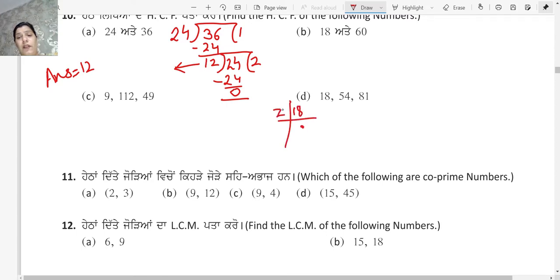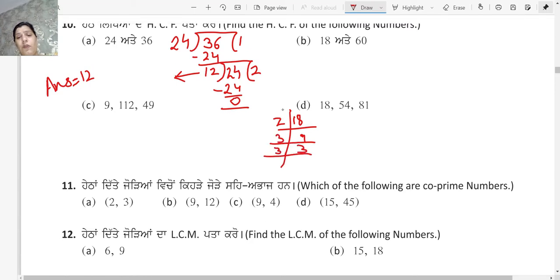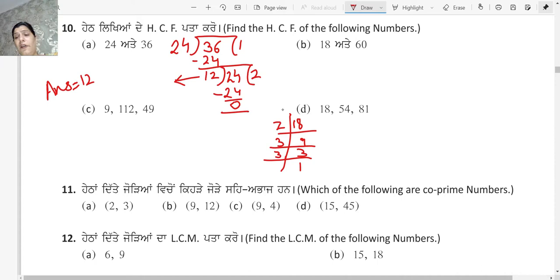2 9s are 18, 3 3s are 9. So the prime factors of 18 are 2 multiplied by 3 multiplied by 3. Then you will write the prime factors of 54.